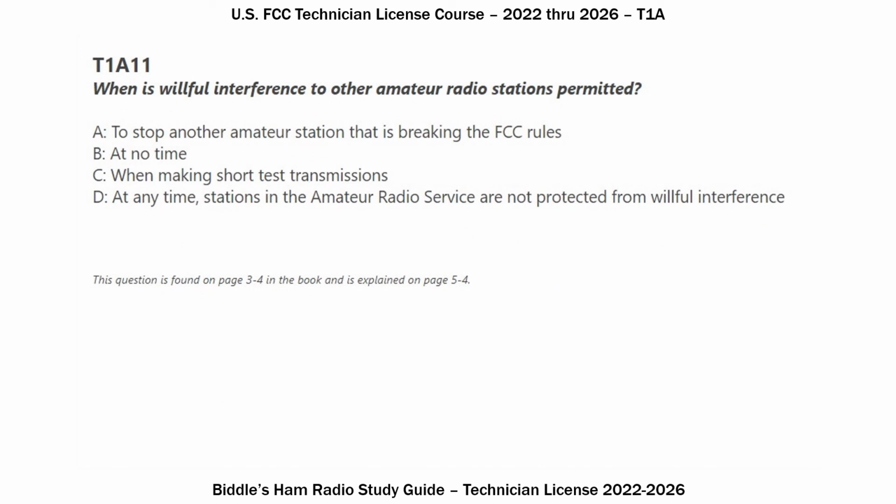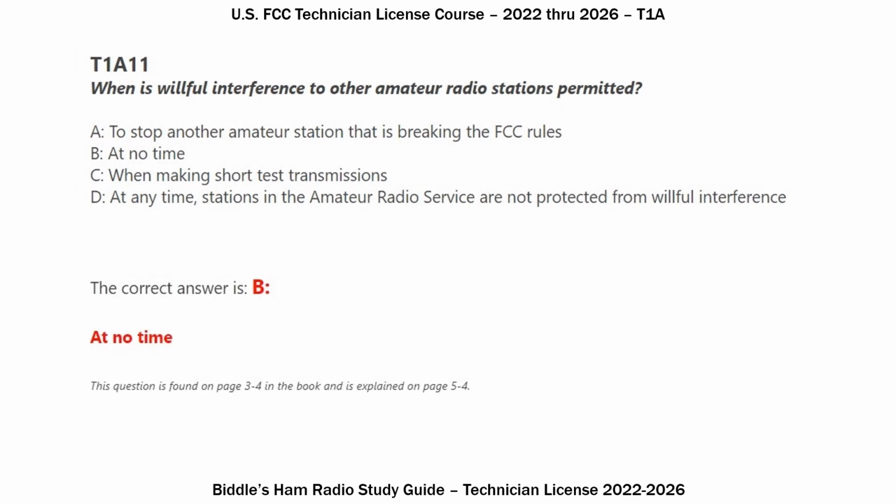T1A11. When is willful interference to other amateur radio stations permitted? A, to stop another amateur station that is breaking the FCC rules. B, at no time. C, when making short test transmissions. Or D, at any time, stations in the amateur radio service are not protected from willful interference. The answer is B, at no time.